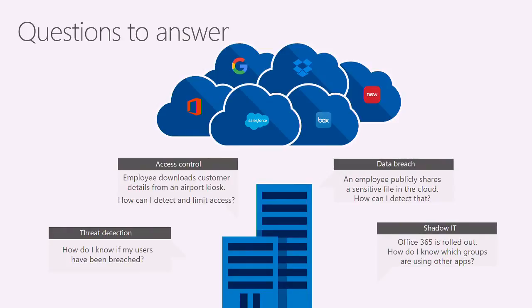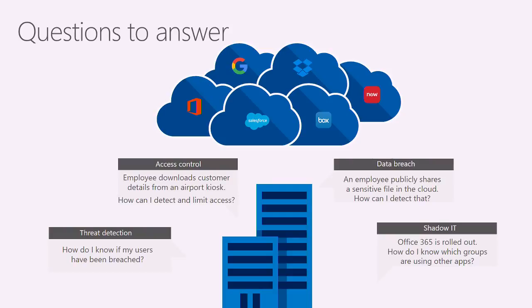How do I find employees that are downloading a large amount? If all of a sudden a user starts to download customer details from an airport kiosk, or all of a sudden they've downloaded 5 gig of data, how do I actually then control the access to those? How do I quarantine that user to make sure that they're not downloading that data incorrectly? How do I prevent data breaches?